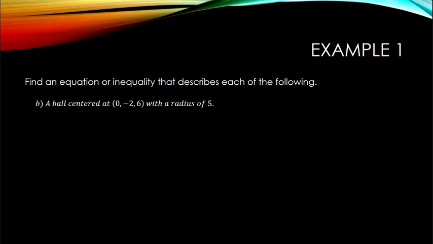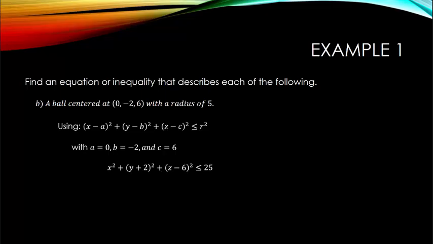Now to find the inequality for a ball centered at the point (0, negative 2, 6) with a radius of 5, I'm going to use the inequality form (x minus a) squared plus (y minus b) squared plus (z minus c) squared is less than or equal to r squared. I have a is equal to 0, b is equal to negative 2, c is equal to 6, and r is equal to 5. This gives me an inequality that can be written as x squared plus (y plus 2) squared plus (z minus 6) squared is less than or equal to 25.